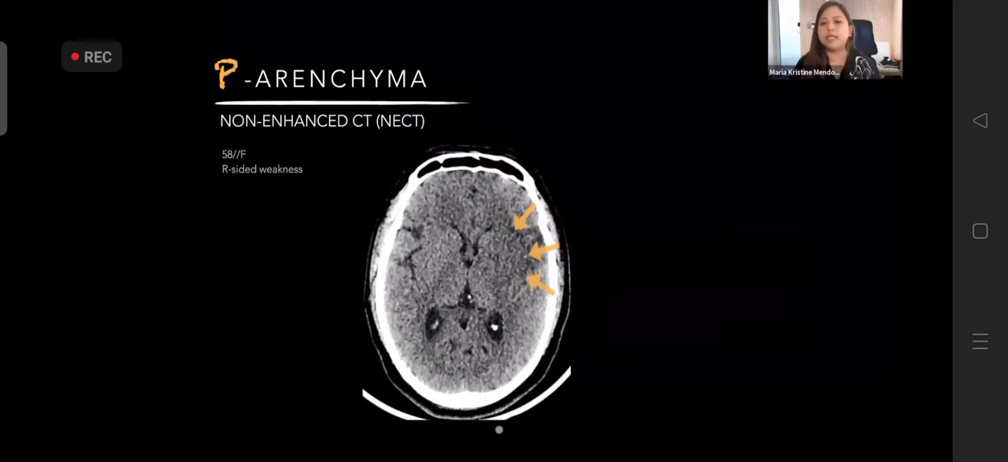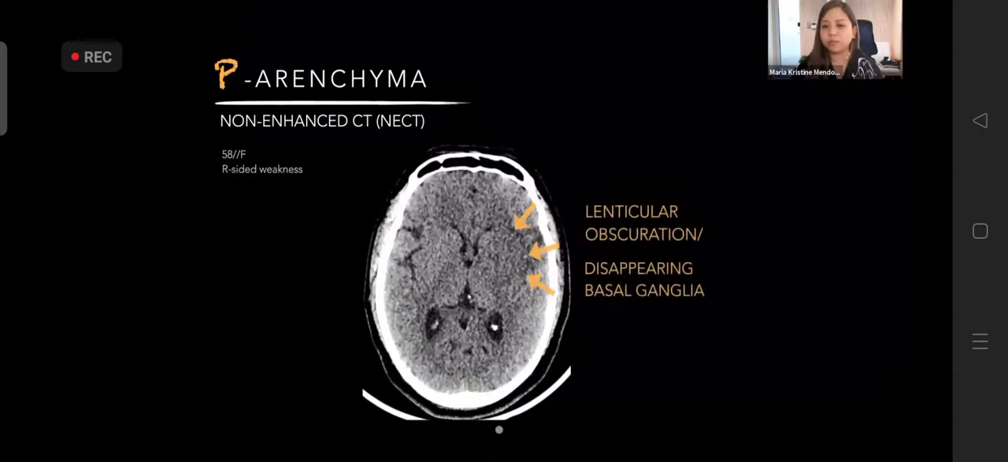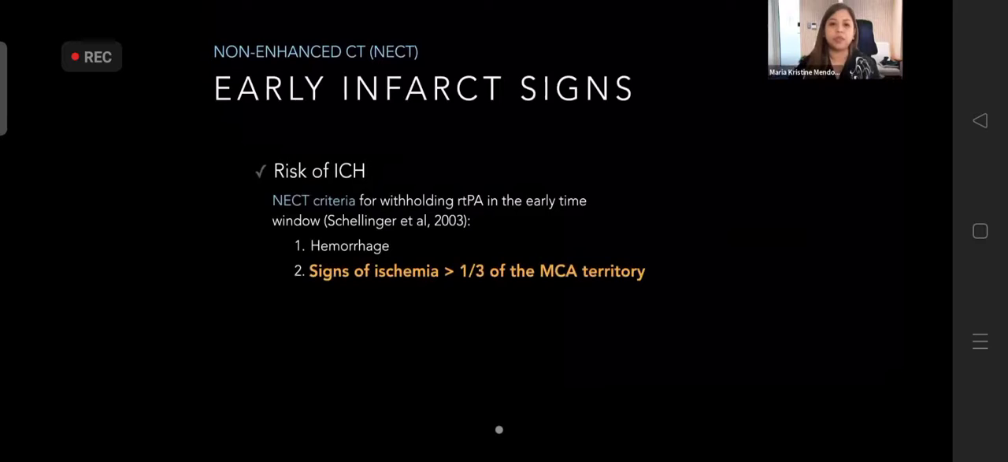Again, demonstrated here is the loss of the insular ribbon sign, the hypodensity in the insula as pointed by the arrows, as well as the hypodensity in the lentiform nucleus on the left side. So again, another lentiform obscuration or disappearing basal ganglia sign of early infarction.